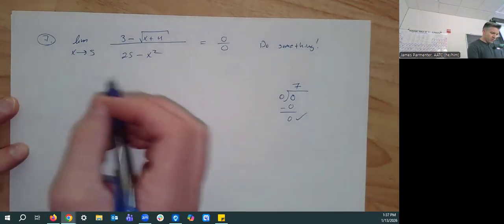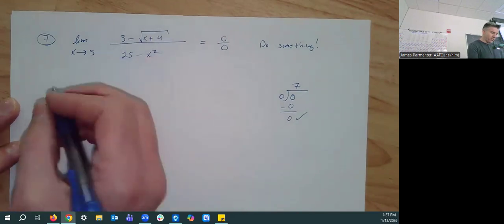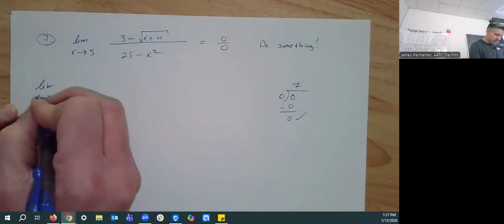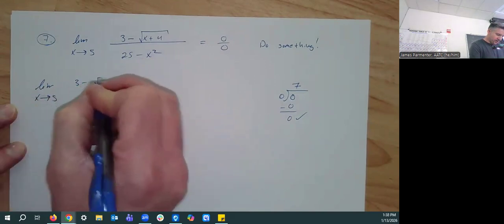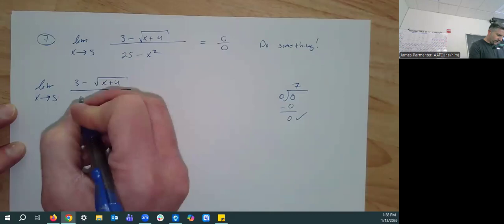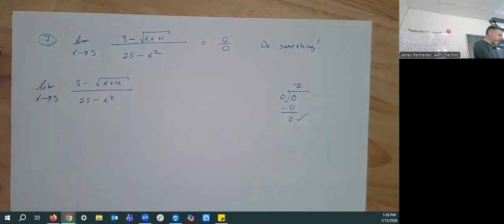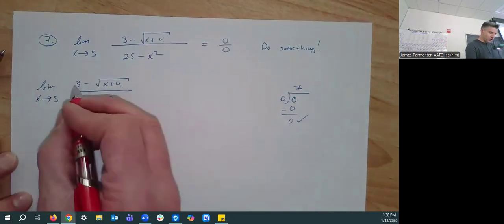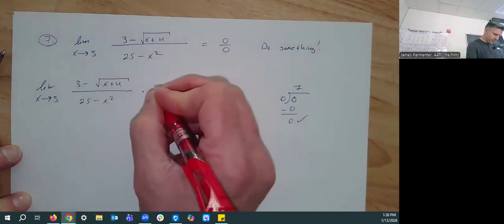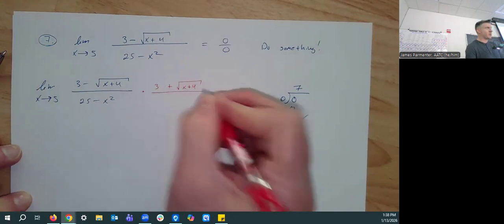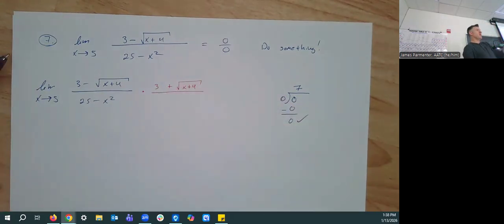So here, when you've got radicals, we often want to multiply by the conjugate. So we're going to rewrite the limit as x approaches 5 of 3 minus the square root of x plus 4 over 25 minus x squared. I probably could factor that, but I didn't. Then we're going to multiply by the conjugate of the radical part. The conjugate of 3 minus the square root of x plus 4 is 3 plus the square root of x plus 4. It's the same expression, except you've changed the middle sign from negative to positive or positive to negative.